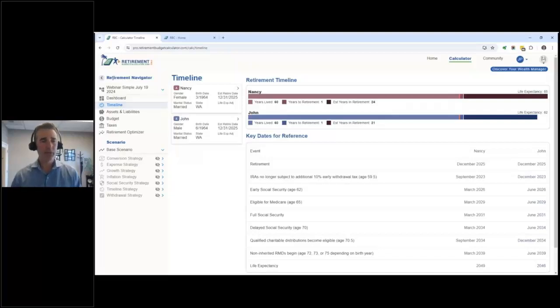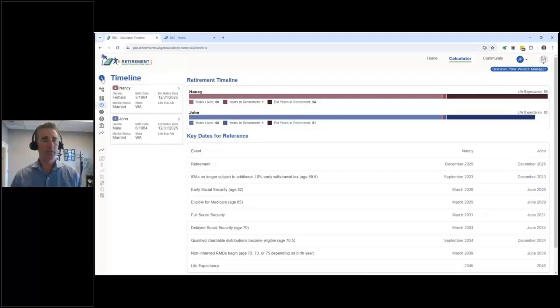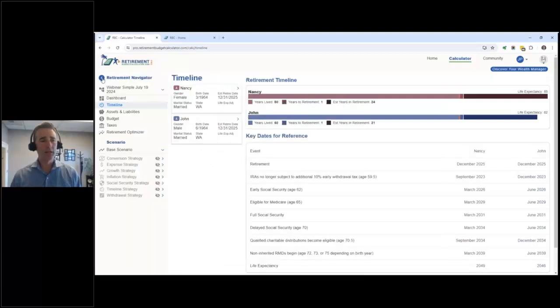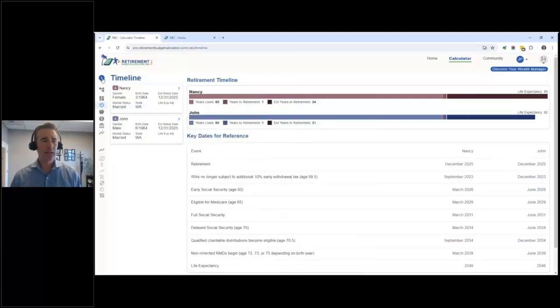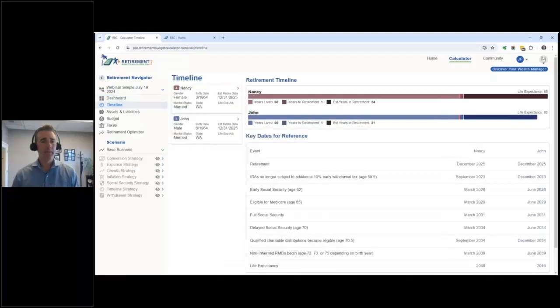Now, a couple things I want to draw your attention to. First of all, you'll notice this panel. You can expand it or shrink it down to get it out of your way if you need more space. But the timeline tab is where you're going to start this process. So you're going to enter information.